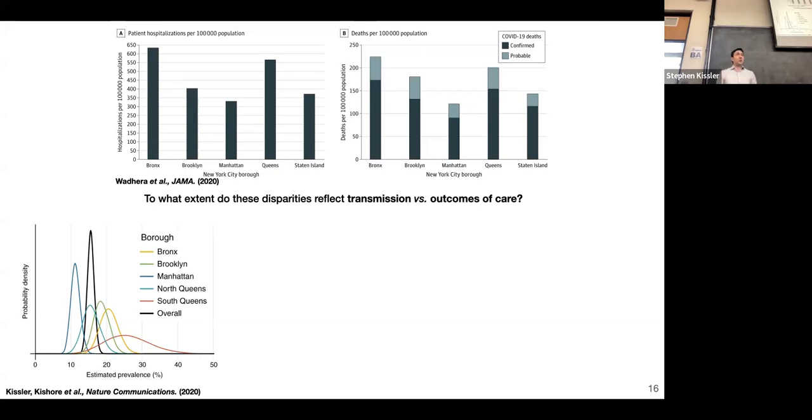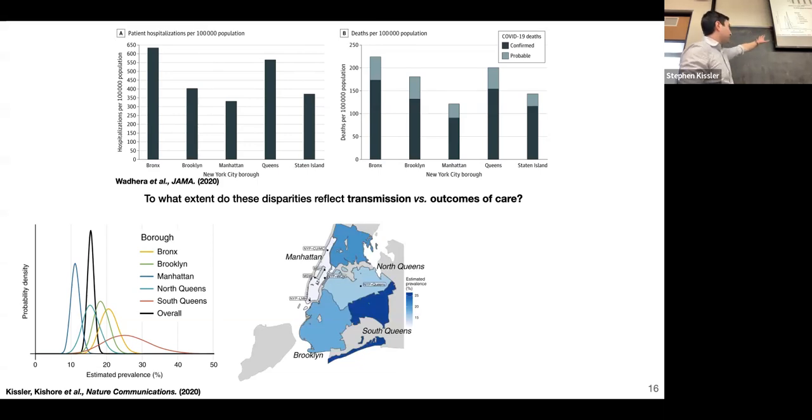And so, building off of some work that Dan was also involved in, estimating the prevalence of disease given imperfect testing, biases in the tests, and different sensitivities and specificities, we used that to estimate the prevalence of infection across the New York City boroughs. And we saw that these differences in prevalence mapped pretty closely to the differences in hospitalizations and deaths as well.